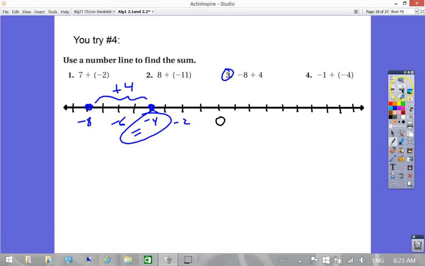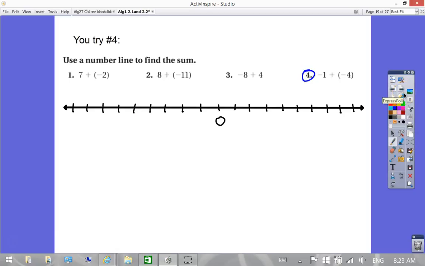And the last one, -1 plus -4. Starting point, -1. Okay, and then we're going to go how many to which direction? So we start here, and we're going to go left 4. The answer is -5. That's using a number line.